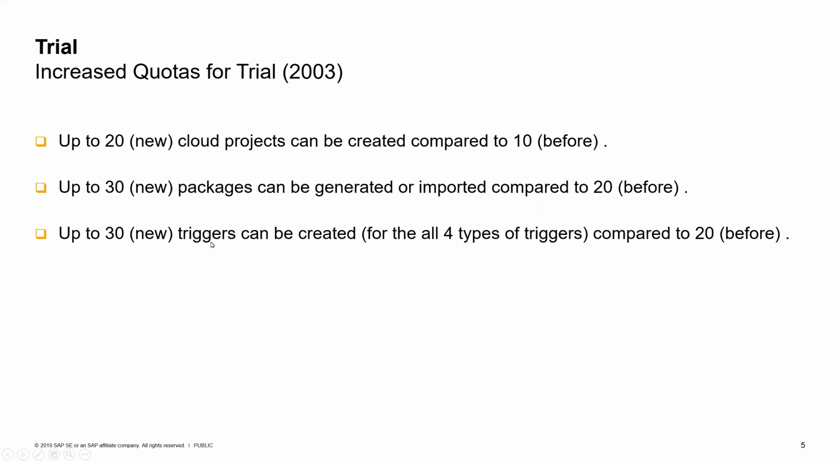Then in terms of triggers, there was also a limitation on the number of triggers that you can add. There were only 20 across all four types of triggers: the attended, unattended, API, etc. So you could only create 20. Now we have increased it to 30. These are the improvements in the trial quotas that you will see from 2003 onwards.